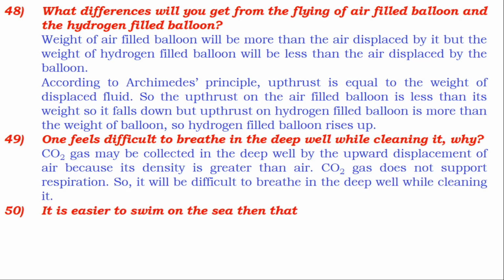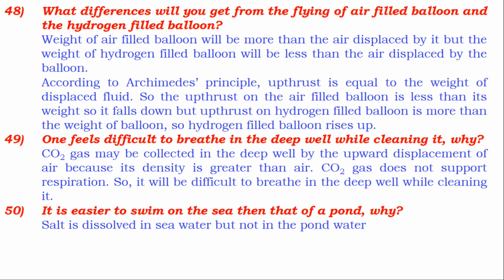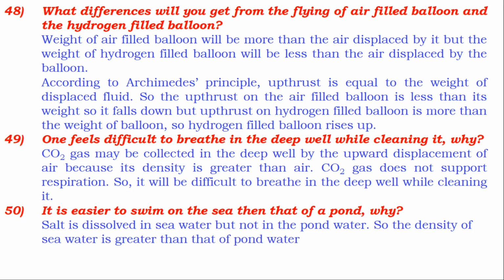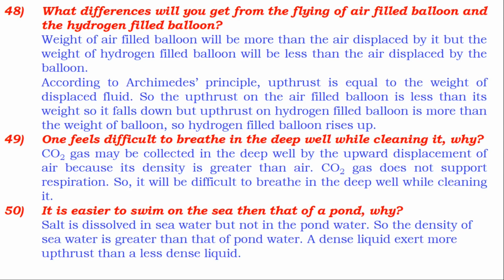Now, next question. It is easier to swim in the sea than in a pond. Why? We can swim easily in sea water than in pond water. The reason is very simple, the density. Because salt is dissolved in sea water but not in pond water, the density of sea water is greater than that of pond water. A dense liquid exerts more upthrust than a less dense liquid, therefore it is easier to swim in the sea than in a pond.